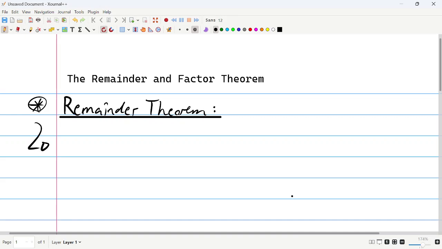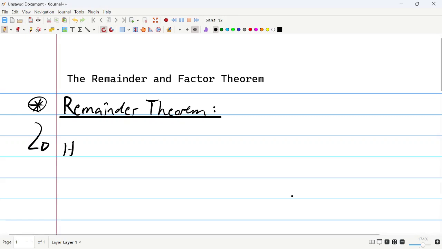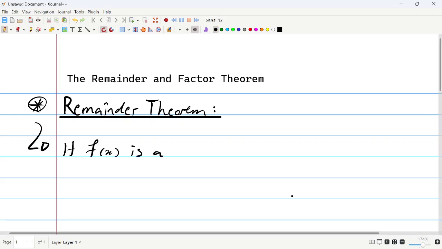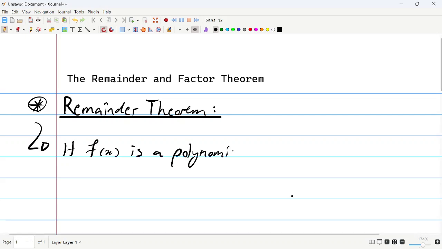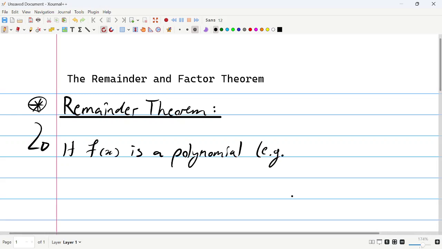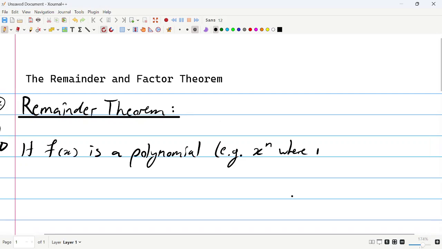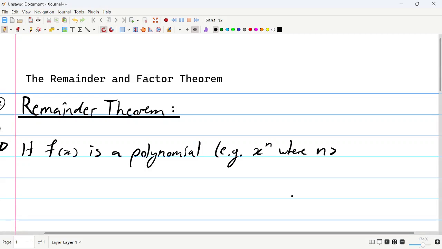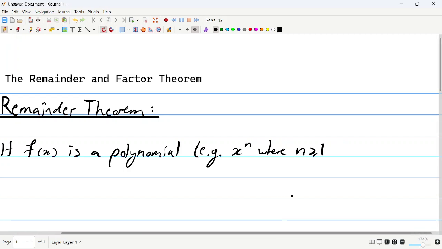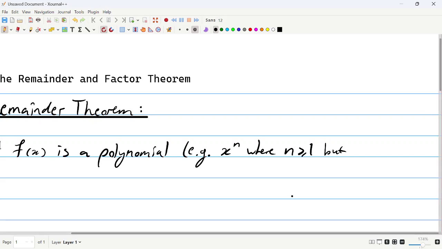So for the remainder theorem, take note of the following. If f of x is a polynomial, for example, if we have x to the nth degree, where n is greater or equal to 1, and n is an element of the integers. So that's when it's a polynomial, when x has a degree of 1, 2, 3, all the way to the highest possible number, nothing between, nothing less.